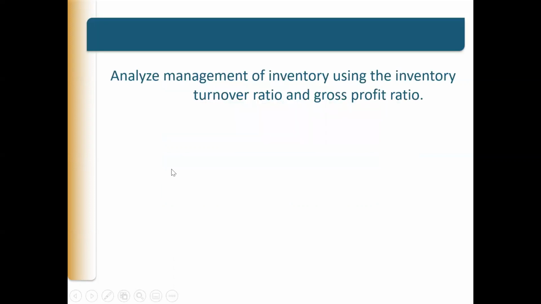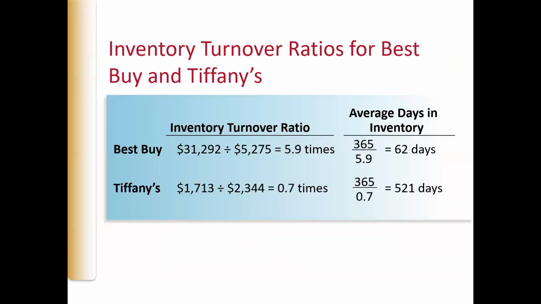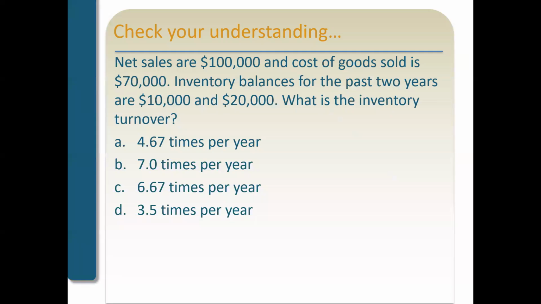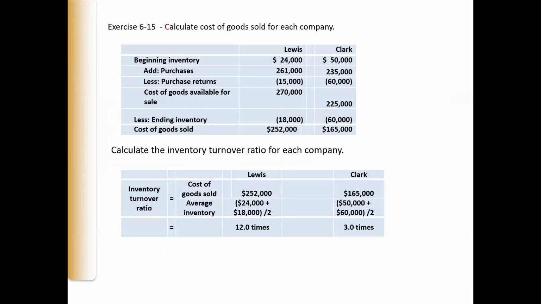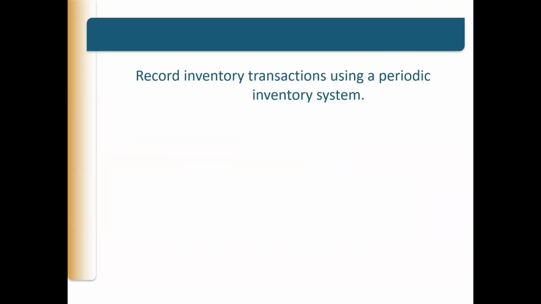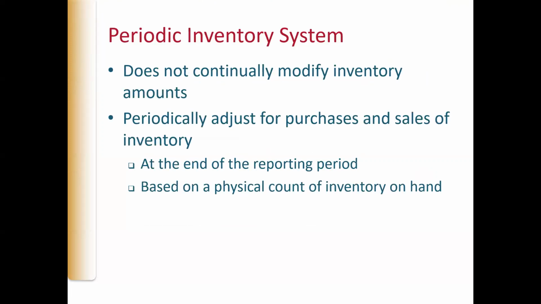Now, there's a couple ratios I'm going to let you do on your own, the inventory turnover ratio and the gross profit. I'll let you do that on your own, but there will be some homework on that, just so you know. But what I want to focus on is this last piece. The last piece is using the periodic system. So we've talked about how we use the perpetual system. But the periodic system has a bunch of different accounts we're going to use. So we need to look at this.